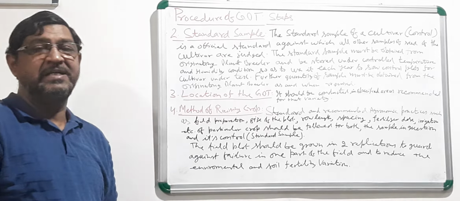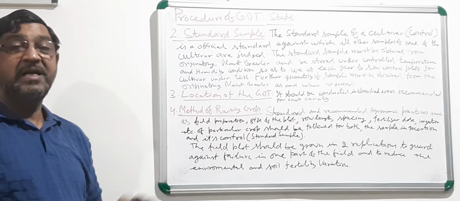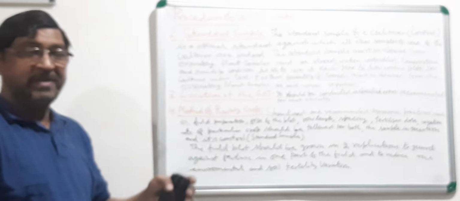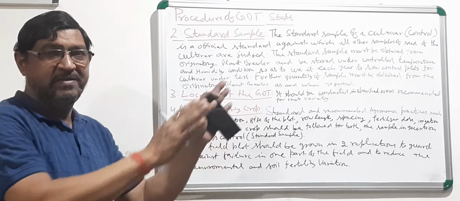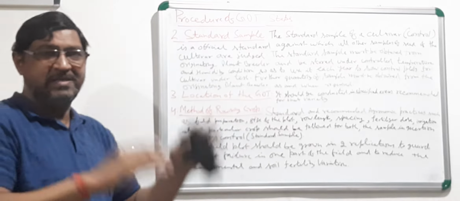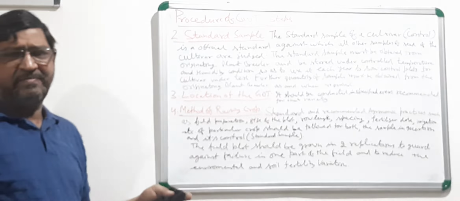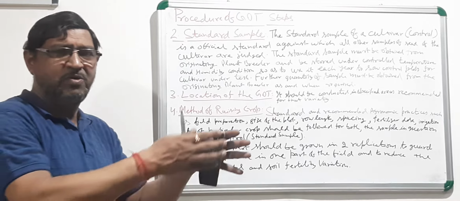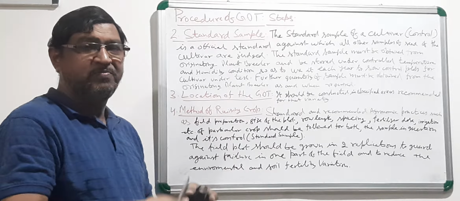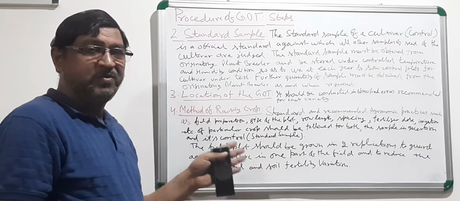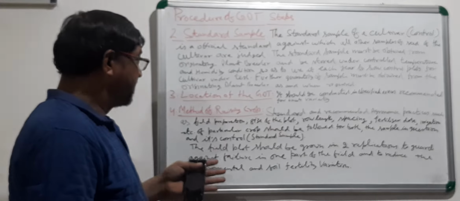the soil fertility and other things, and also to guard if at some location one replication is destroyed because of the attack of animals or anything. So at least you will be having 1 sample. You will not miss 1 season. So you can have the data on that.